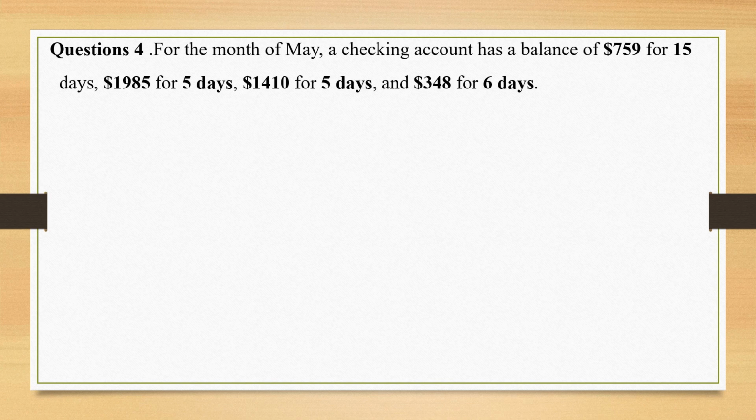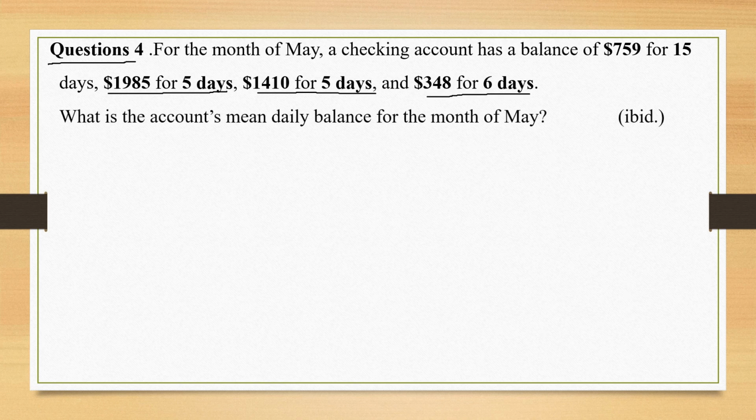And come to this question. This is question number 4. Look at the question. This is the theoretical type. For the month of May, a checking account has a balance of $759 for 15 days, $1,985 for 5 days, $1,410 for 5 days, and $348 for 10 days. We need to find out the account's mean daily balance for the month of May.